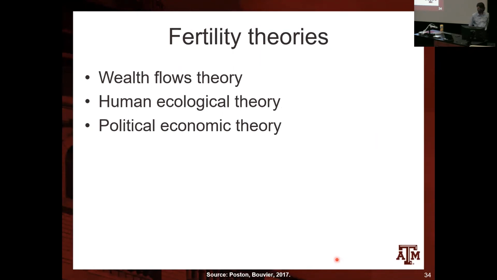Now, in this portion of the chapter, we will focus on specific theories. We'll talk first about fertility theories, and then health and mortality theories, and then internal migration and international migration theories. There are several different theories in each one to explain each one of the demographic components. For fertility, we're going to focus here on the wealth flows theory, the human ecological theory, and political economic theory.